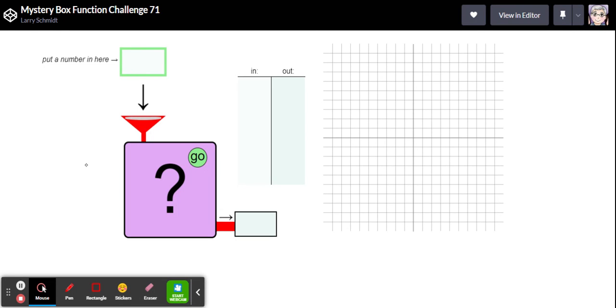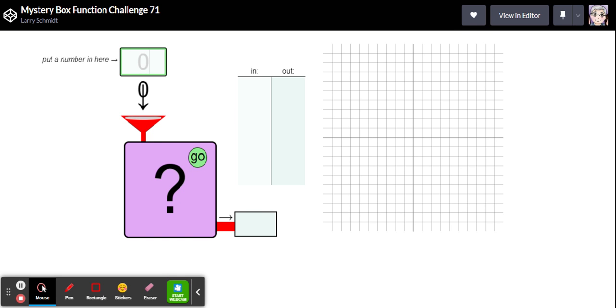Hello everybody, welcome to another Mystery Box Function Challenge. The challenge is to figure out what the math is inside this purple mystery box. And you can do that by pausing the video, clicking the link in the description, and then putting in as many numbers as you like in the top and seeing how they come out transformed at the bottom. When you've got a good guess, come on back, watch the rest of the video, and see if we get the same thing. All right, let's begin.